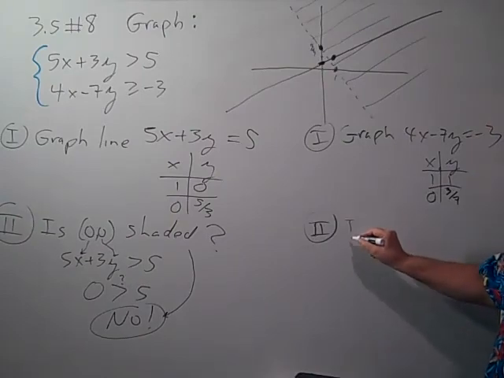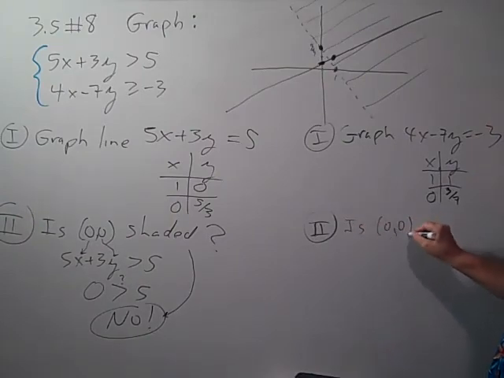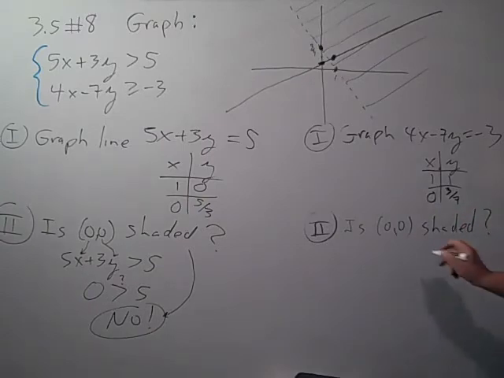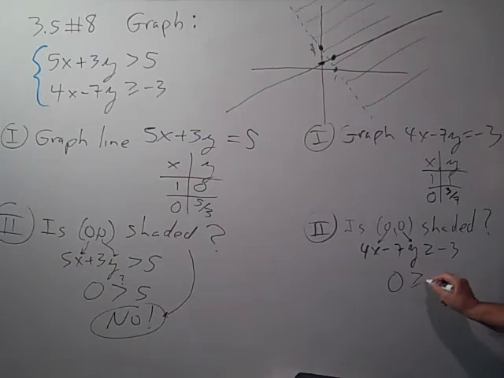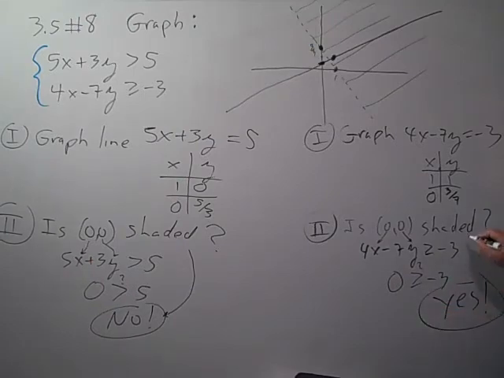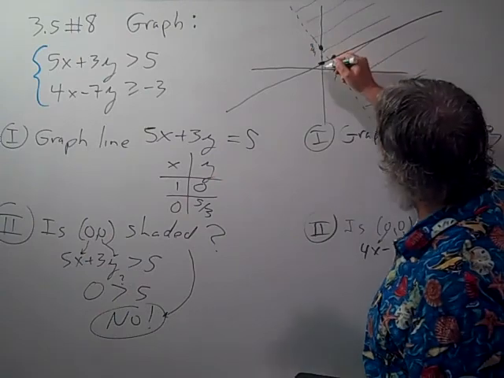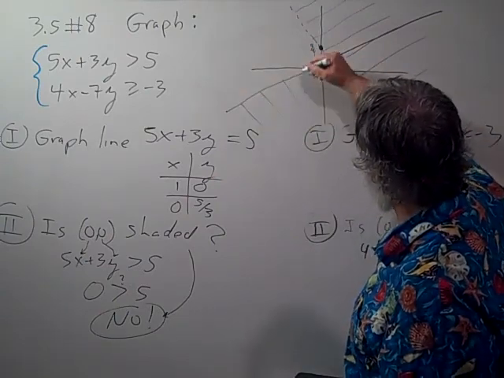So we can ask, is the origin shaded for this inequality? So I take the original inequality, 4x minus 7y greater than or equal to -3, and substitute x equals 0 and y equals 0. This whole left side becomes 0. And we're wondering, is 0 bigger than -3? Yes, 0 is bigger than -3. So that's the answer to our question. The origin is on the shady side of this second line we just drew, which is the downside of it. Here's the origin, so it's the downside of this line that gets shaded.